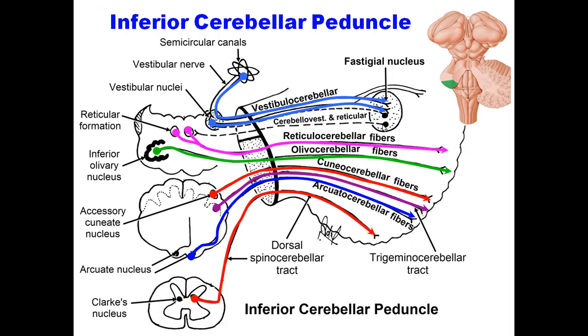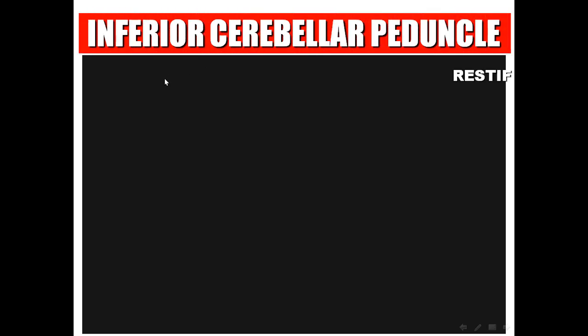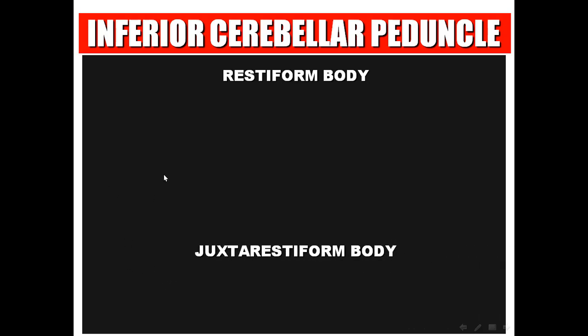Then we have cerebello-vestibular and the cerebello-reticular fibers from the vestibular nucleus to the reticular nuclei and the vestibular nuclei. Therefore, the inferior cerebellar peduncle is formed of restiform body and juxta-restiform body. The restiform body contains olivocerebellar tract. This olivocerebellar tract is formed of climbing fibers. It synapses with Purkinje cell dendrites. Okay, and it forms the main component of the inferior cerebellar peduncle.